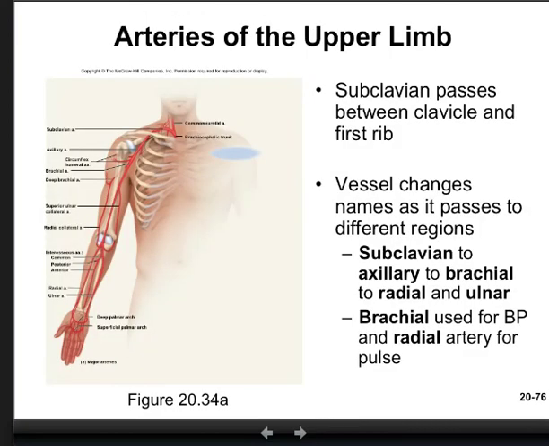Here you can see the arteries of the upper limb. The subclavian passes between the clavicle and the first rib. The vessel changes names as it passes through different regions. The subclavian becomes the axillary as it runs under the arm, and then it becomes the brachial in the upper arm. It then branches into the radial and ulnar arteries, and those run near the radius, remember, that's the thumb side of the forearm, and the ulna, which is the little finger side.